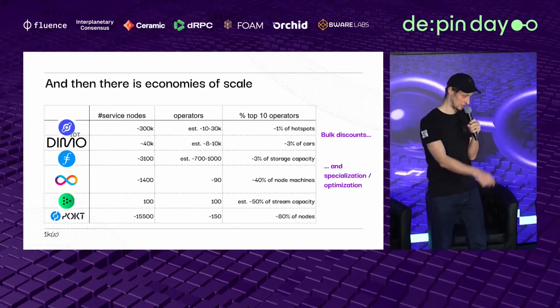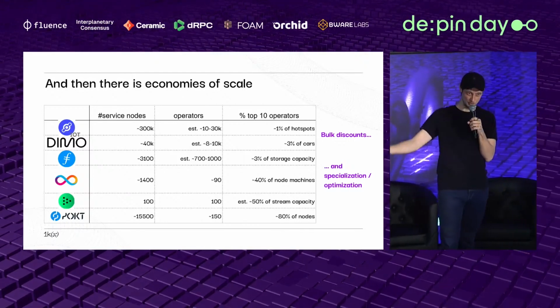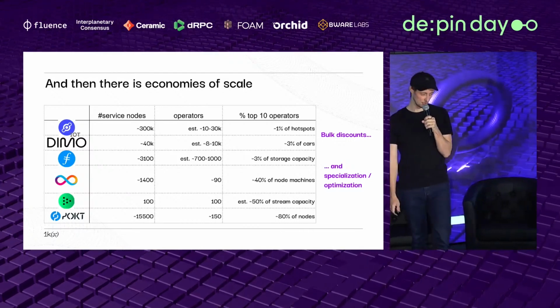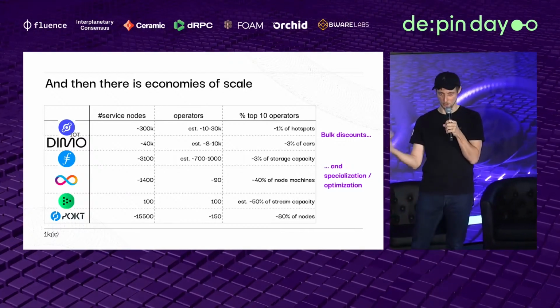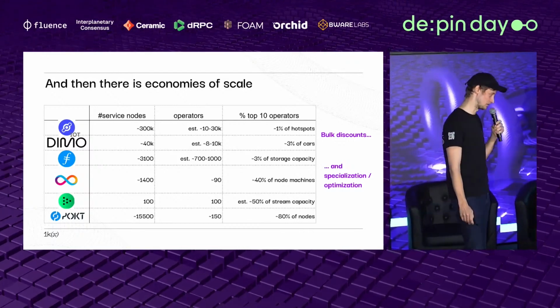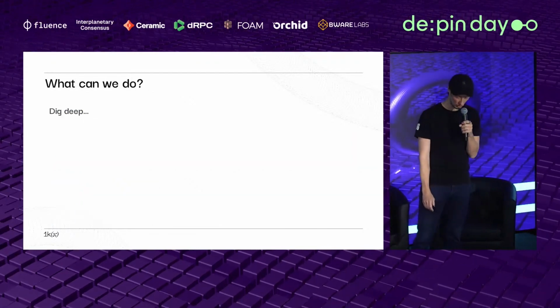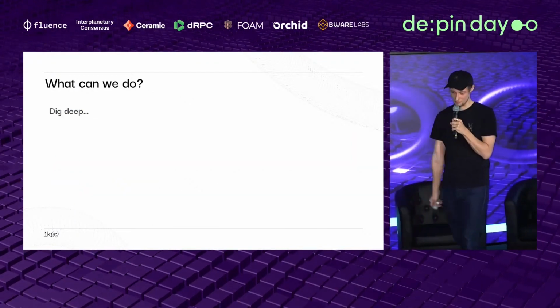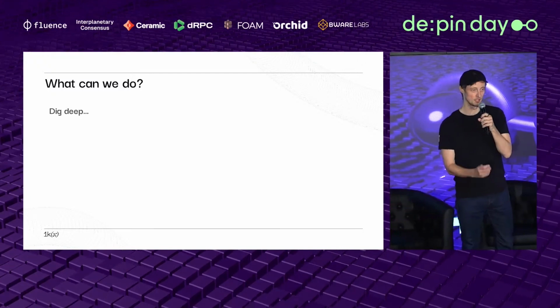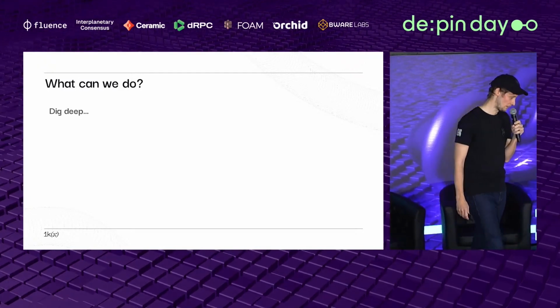And this is something, I mean, yeah, we have bulk discounts, right? Demo has bulk discounts, Helium has bulk discounts, or specialization and optimization. So that's another aspect to consider. And yeah, so what can we do? How do we end up with some cost estimations? How do we get some numbers for a given DePIN network?